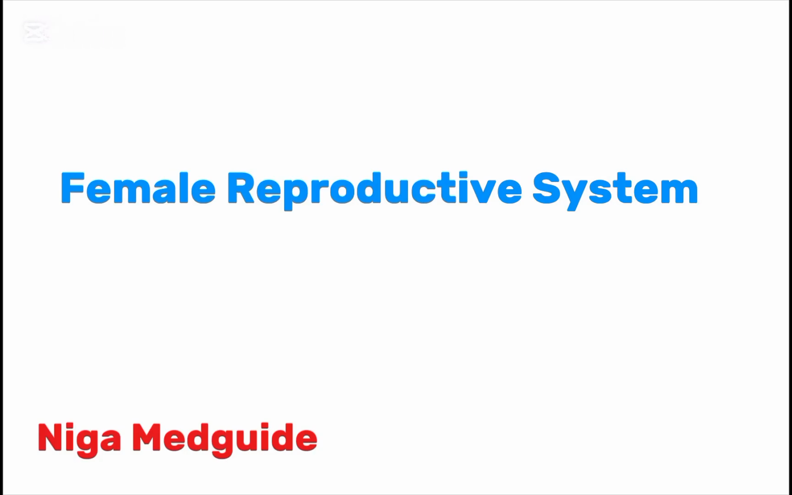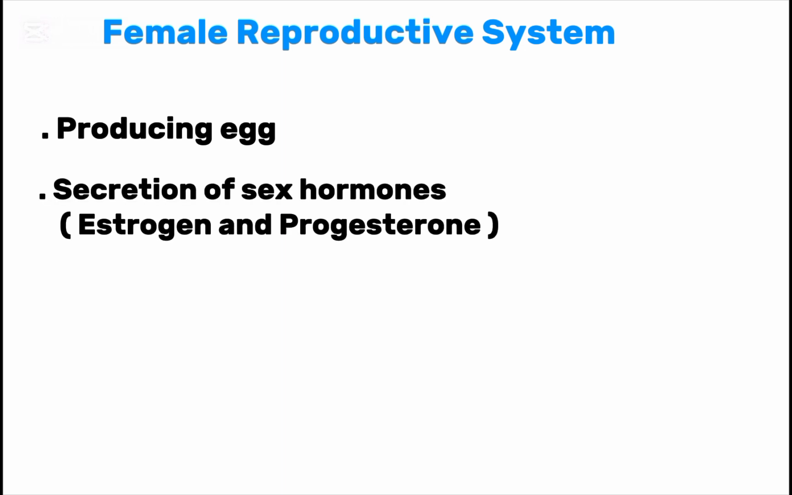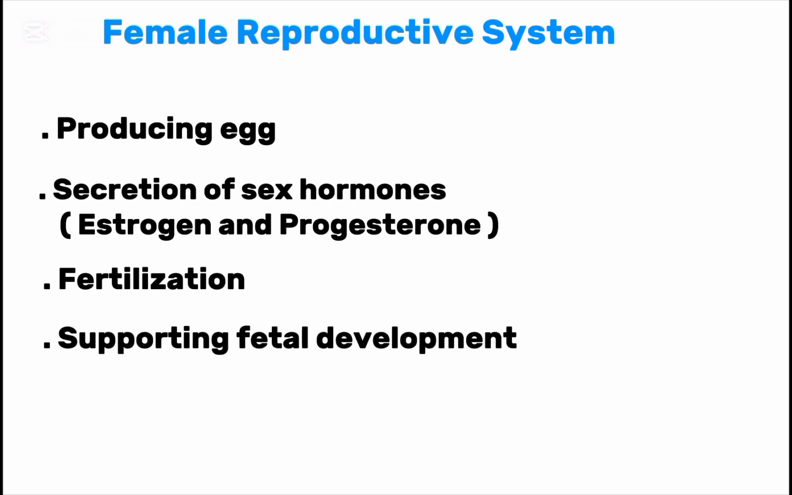Today we will discuss an overview of the female reproductive system. The female reproductive system is the complex network of organs that are responsible for producing eggs, secreting sex hormones such as estrogen and progesterone, enabling fertilization between the egg of a female and sperm of a male, supporting fetal development during pregnancy and childbirth.